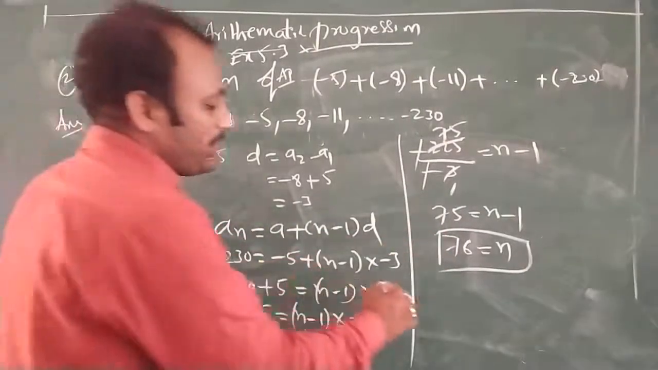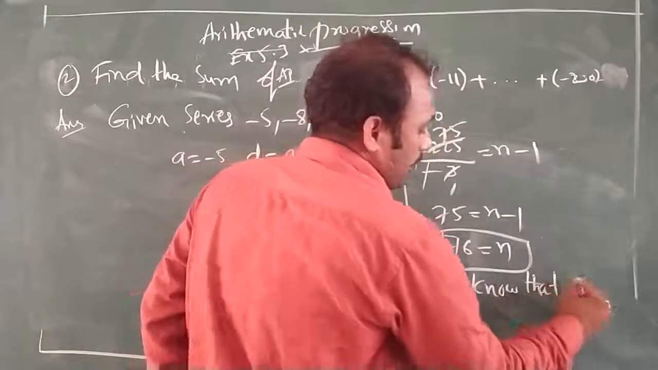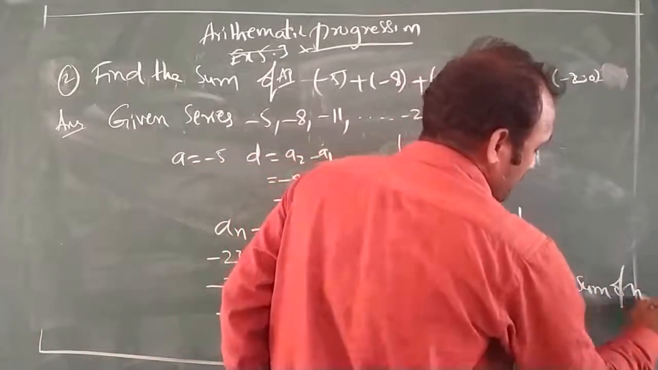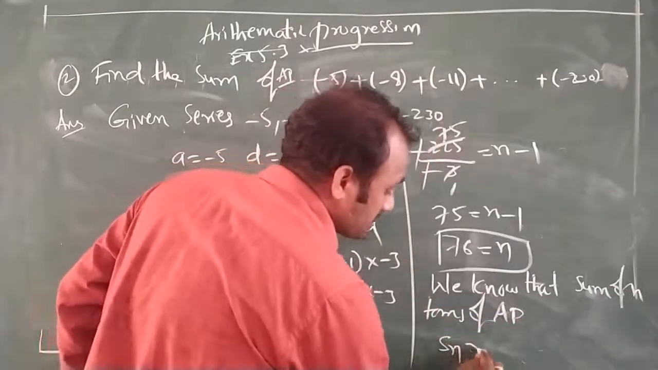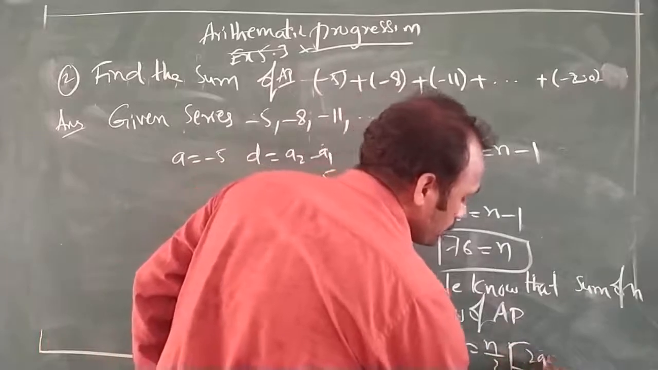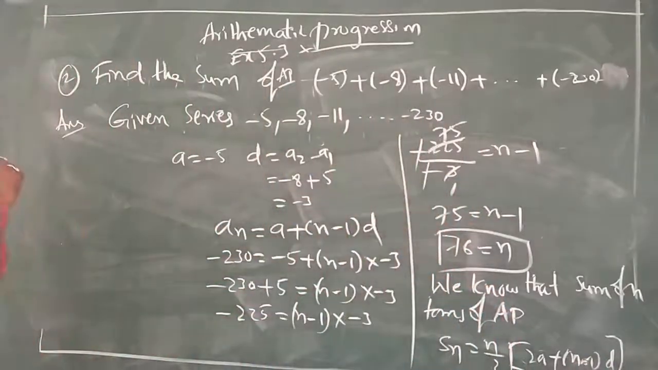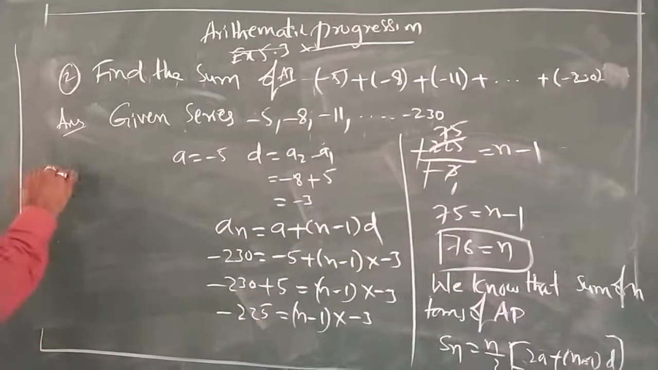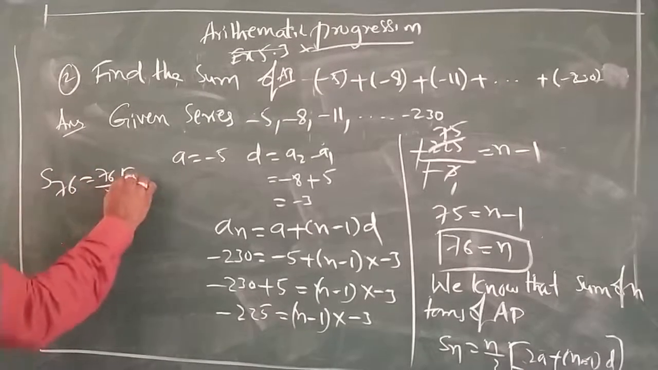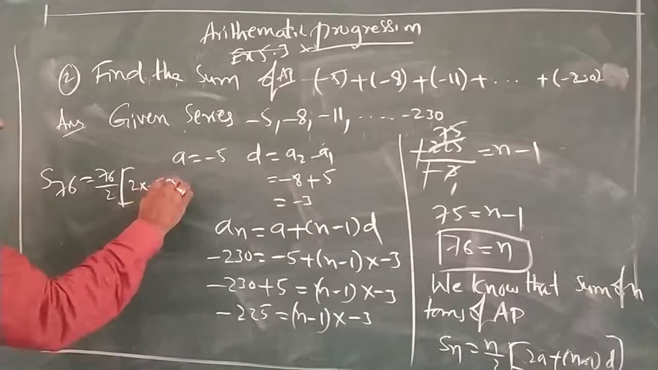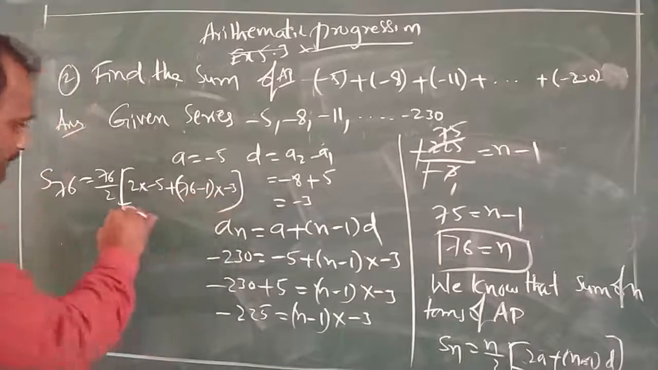So I need to find out which value now? S76. So to get that we know the sum of n terms of AP. What is the formula we know? Sn is equals to n by 2 into 2a plus n minus 1 into d. So let us substitute in the S76 formula here. S76 is equals to n value 76 by 2 into 2 times a value minus 5 plus 76 minus 1 into minus 3.